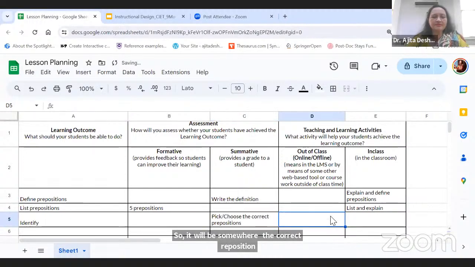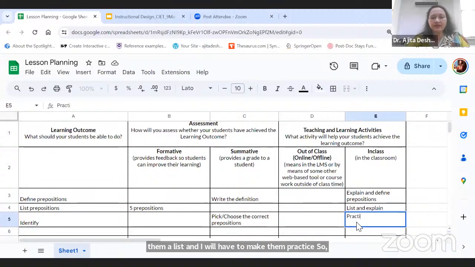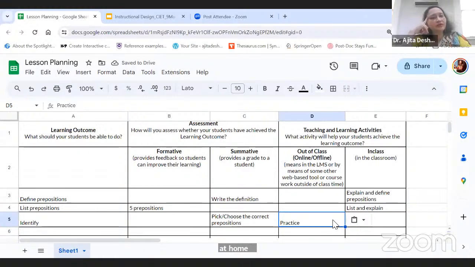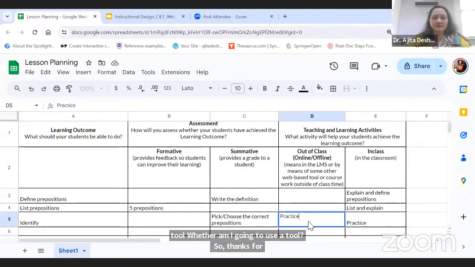So now comes this, that I will have to give them a list and I'll have to make them practice. Practice I can do in both places. I can give them practice in the class and I can also give them practice at home. Now how do I give them practice at home? This is where I have to think about the tool. Am I going to use a tool here? Thanks for that preposition one, because we can do it very nicely here. So I'm going to say that practice using OLabs.